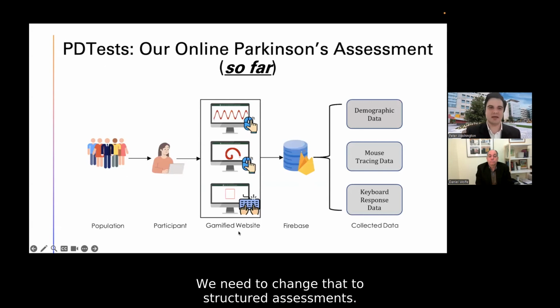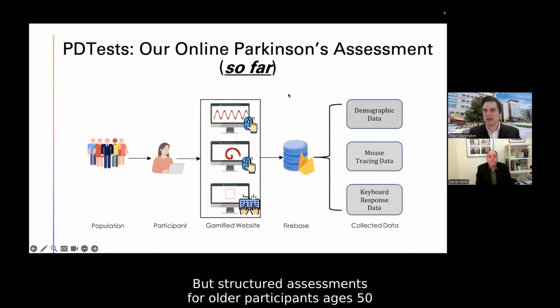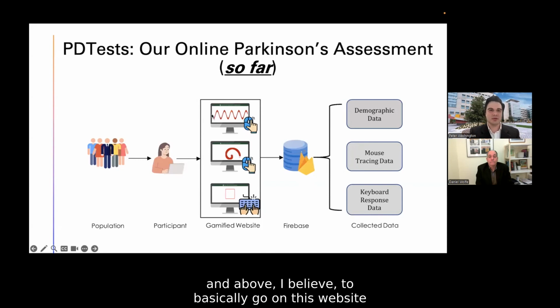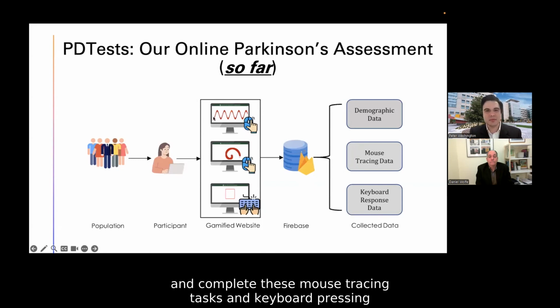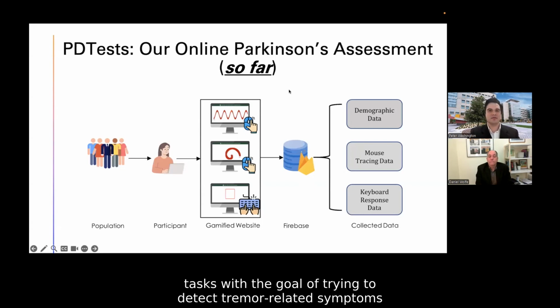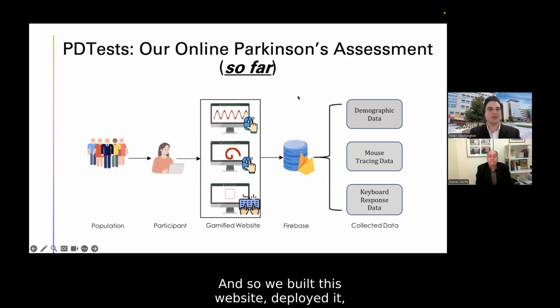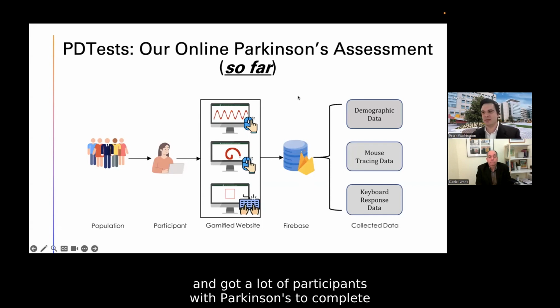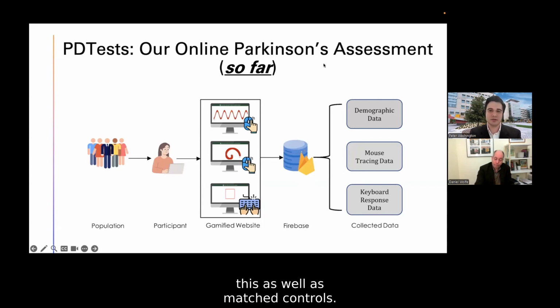We need to change that to structured assessments for older participants, ages 50 and above, I believe, to basically go on this website and complete these mouse tracing tasks and keyboard pressing tasks with the goal of trying to detect tremor-related symptoms in Parkinson's disease. And so we built this website, deployed it, went to a bunch of community events, and got a lot of participants with Parkinson's to complete this, as well as matched controls.